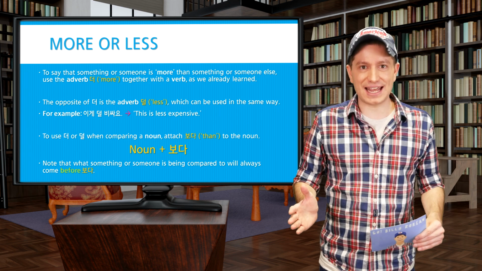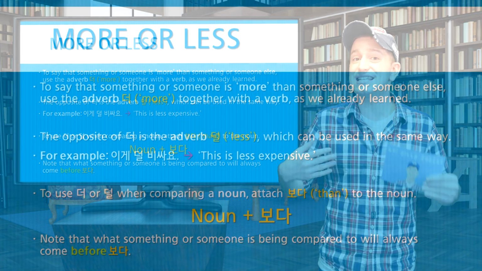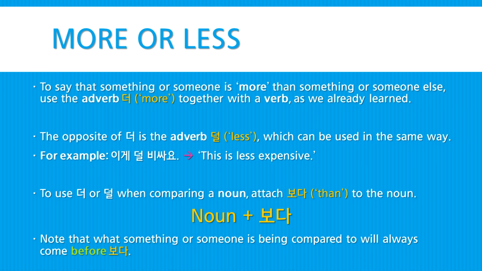The opposite of that, however, is the adverb 덜. That means less, and it's used in this same way. For example, 이게 덜 비싸요. This is less expensive. Now, if you want to compare two nouns, you'll attach 보다, then, to that first noun, followed by 더 or 덜.